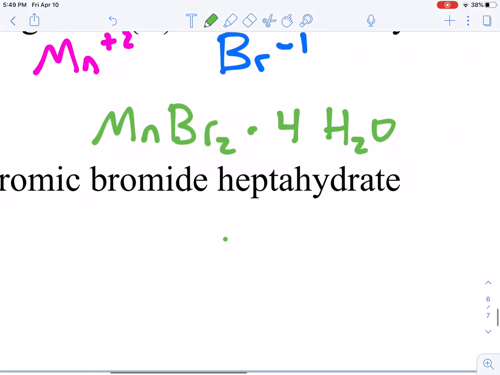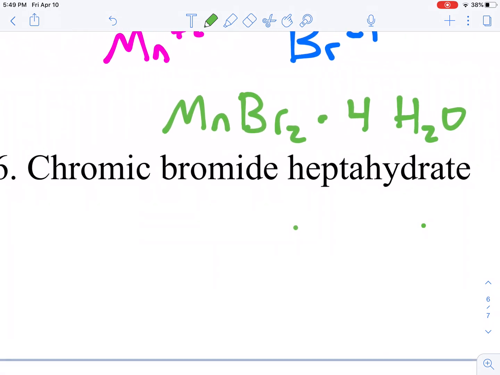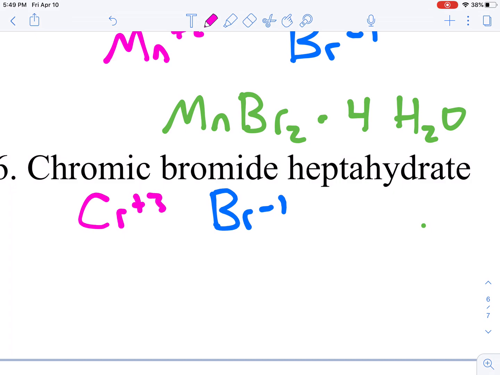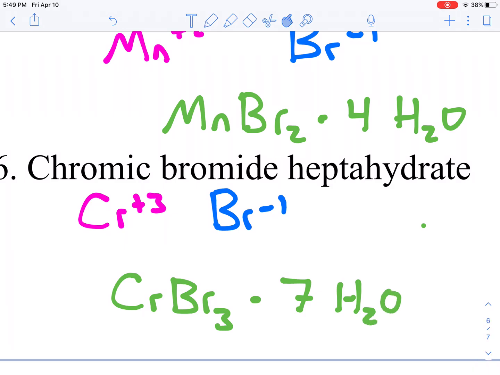And finally, chromic bromide heptahydrate. Again, bromide is a single anion because it has an ID ending. So we're looking at Br-1. Chromic is something you could look up if you needed to on your resources for the whole year. It's Cr with a +3 charge. So Cr +3. We can cross those together and we will get CrBr3. Then how many waters do we have? Well, hepta means 7, so 7 waters at the end of the day.